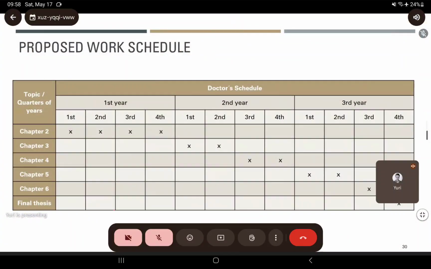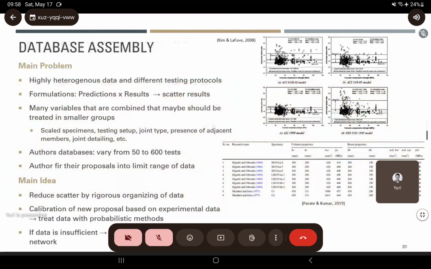Regarding the proposed schedule, we are actually in the first year, almost at the end of it. After this, we intend to conclude the database so we can move on to the next chapters. The doctoral schedule is supposed to be 3 years, which we hope to complete. Let's see how it goes.